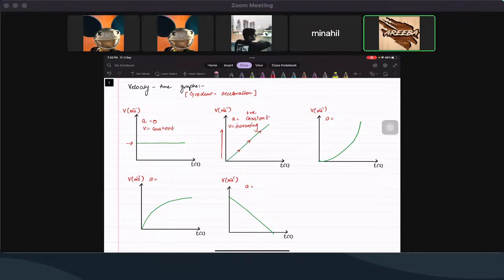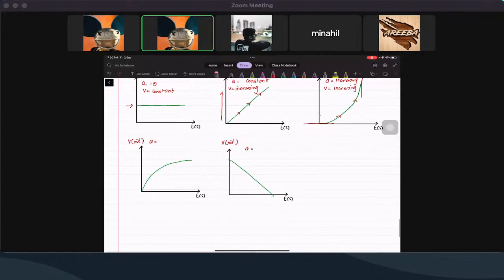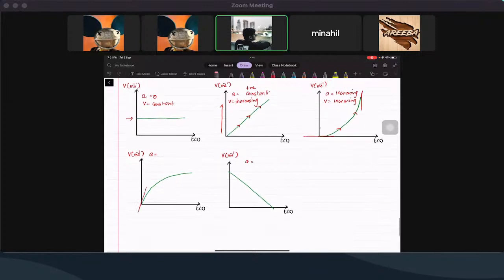Okay. Now, what about Manahil? Can you please tell me the acceleration in the next graph? It's increasing. Very good. Then, Ariba, what about the velocity? Velocity is also increasing. Very good. It is increasing because the arrows are going up, which means y-axis values are going up as well. Now Burhan, can you comment on the acceleration in the next graph? It's decreasing. That's correct.